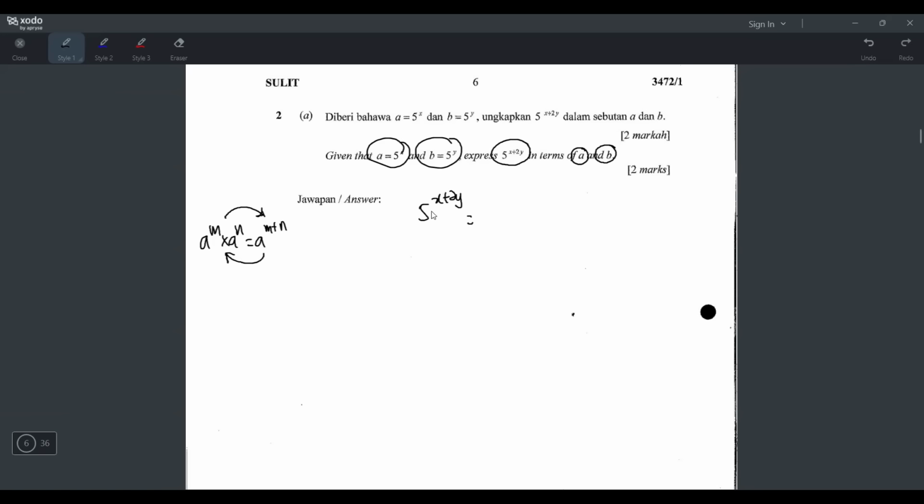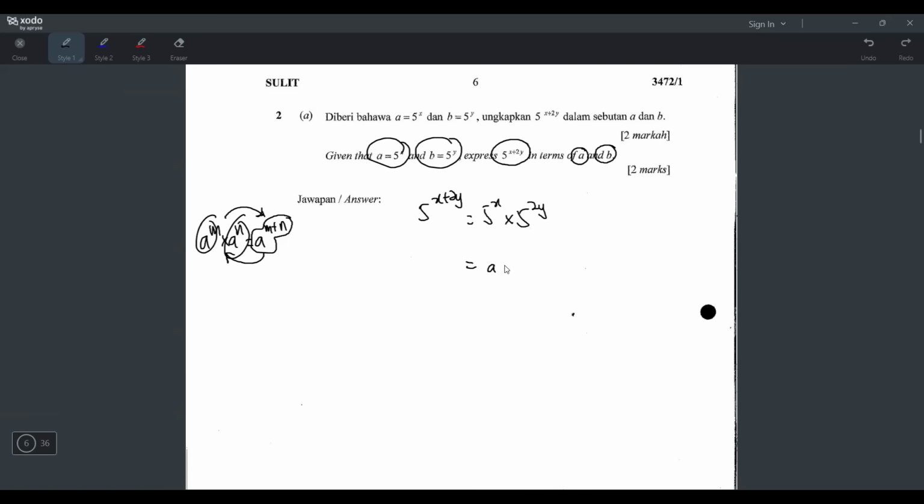So basically, you can see that this 5 power x plus 2y is basically this, where the A is 5, the m is x and the n is 2y. So we want to break it up so that it becomes separate like this. Because I'm looking towards this, I want my answer in terms of A and B. So I want my answer to have 5 power x, 5 power y. So that's why I try to break it up. So it becomes 5 power x times 5 power 2y. Now 5 power x, I already know you can replace with A. You can substitute A here, right?